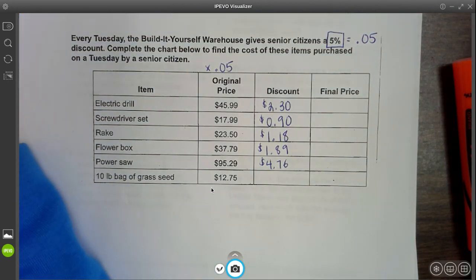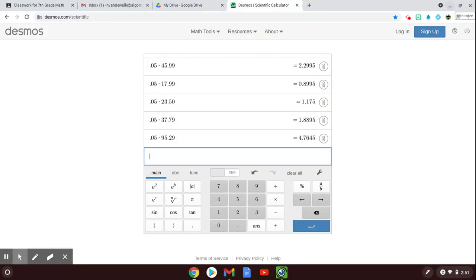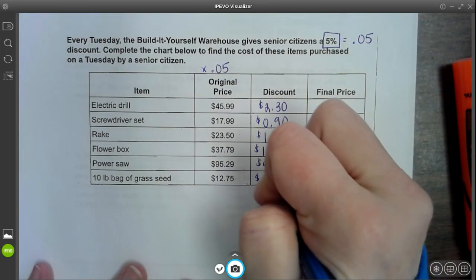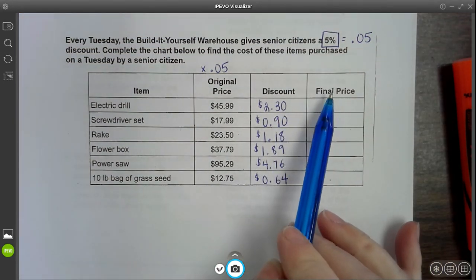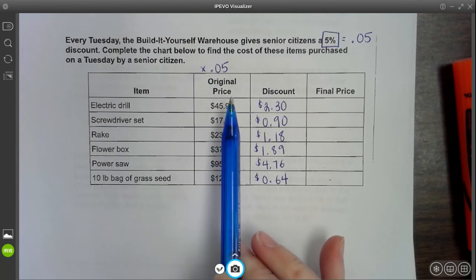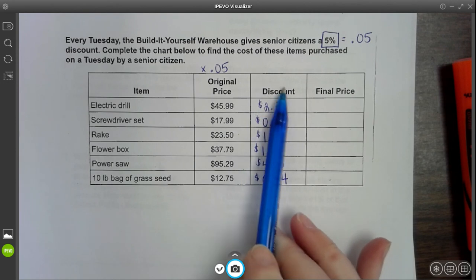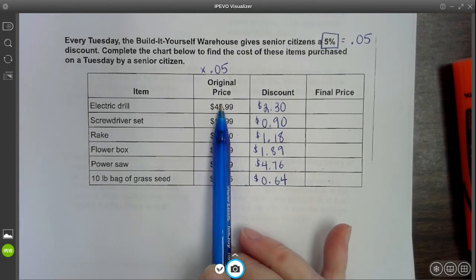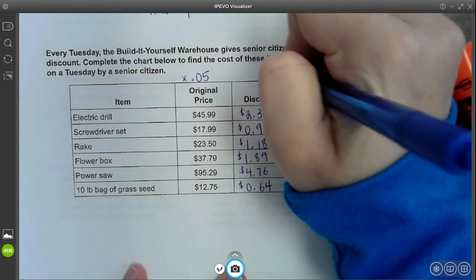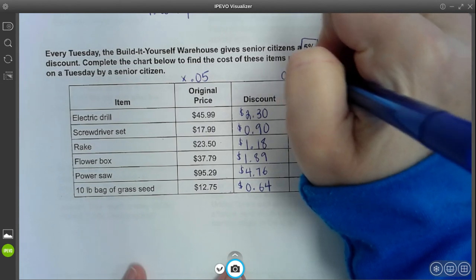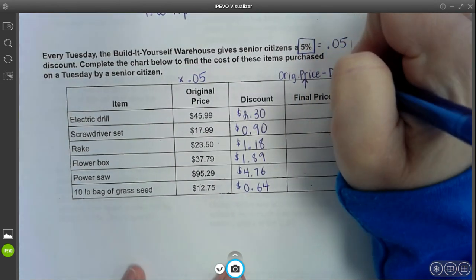And then we have one more. We have to figure out 5% of $12.75, so 0.05 times $12.75. Okay, this time the 7 is going to round 63 cents up to 64 cents discount. Okay, so now we figured out all the discount amounts. To figure out the final price, now let's think about this. Senior citizens are getting a discount, which means it's going to be less than the original amount, okay? So to figure out the final price, what we're going to do is we're going to take the original price and we are going to subtract the discount.